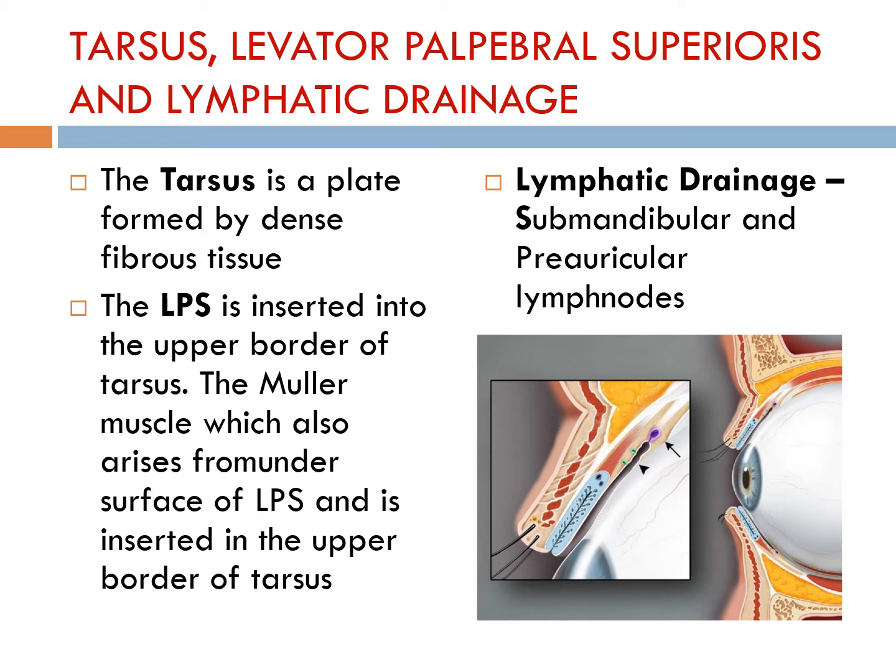So the tarsus plate is formed by dense fibrous tissue. The LPS is inserted into the upper border of tarsus. The Müller muscle, which also arises from the under surface of the LPS, is inserted into the upper border of the tarsus. And the lymphatic drainage we already discussed.